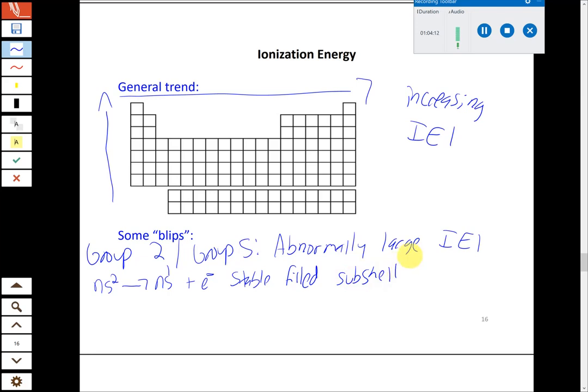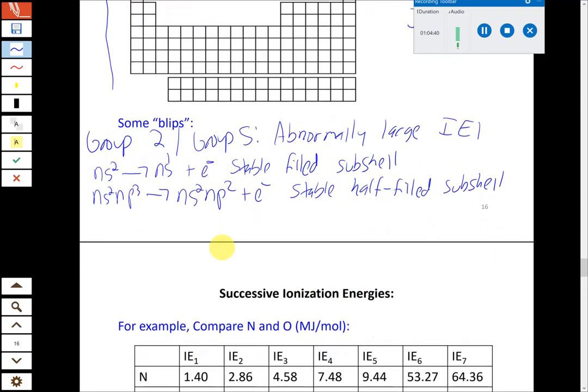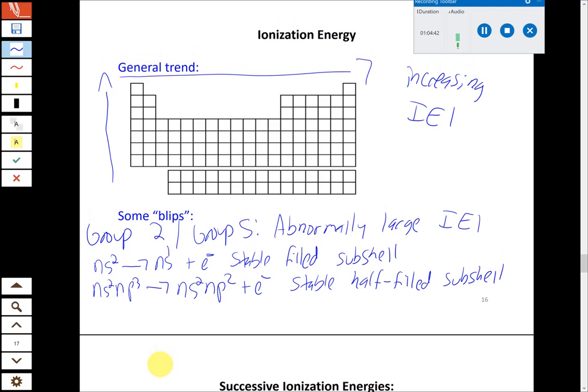Similarly, half-filled subshells are also stable, so if we get to Group 5 in the periodic table, that's where we have the ns2 np3 valence configuration. To remove an electron, we'd remove one of the p electrons to get to ns2 np2. We always take the last electron out that we put in, and here we have a stable half-filled subshell. So in both of these groups of the periodic table, the ionization energy is abnormally large.